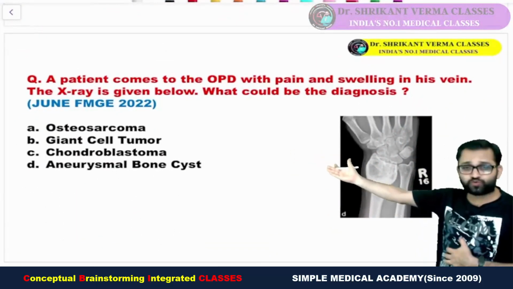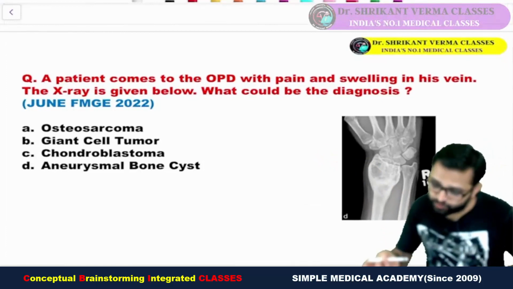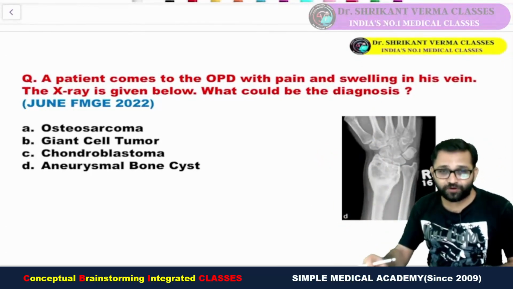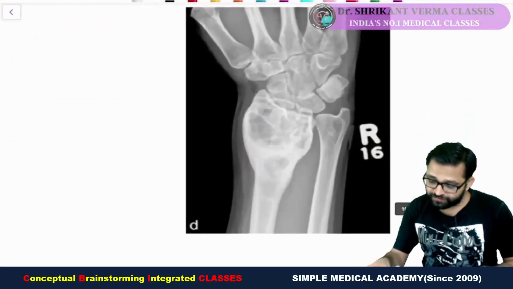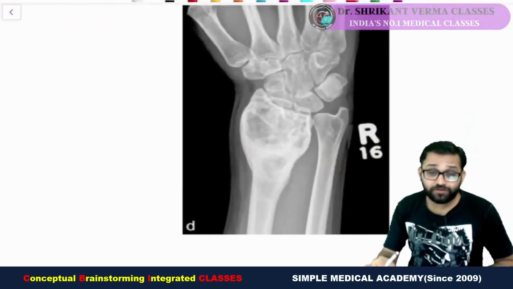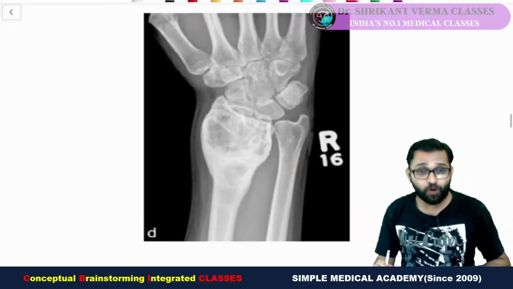Tell me, this is the ortho question. A patient comes to the OPD with pain and swelling in his wrist. The X-ray was given below. What is your diagnosis? Yes. An X-ray radiology question you can read only when you have proper knowledge of osteology.